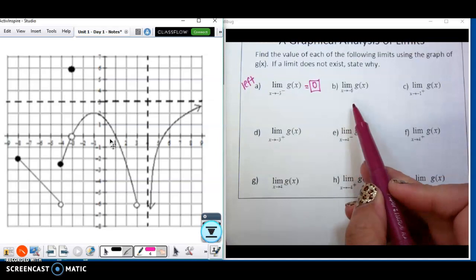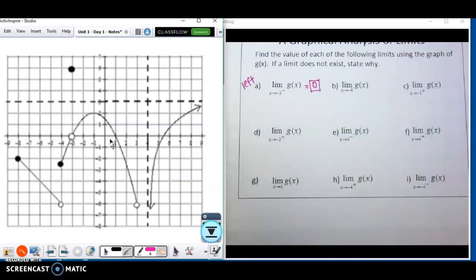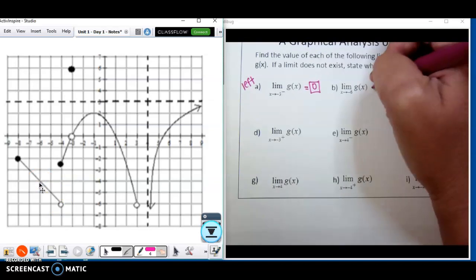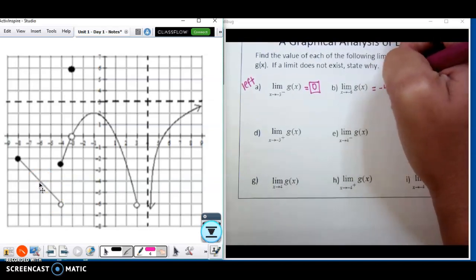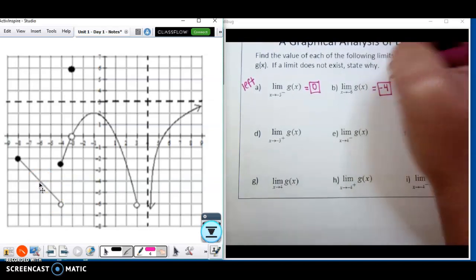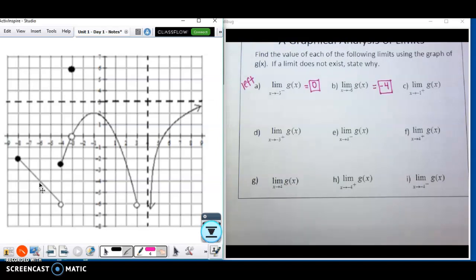Alright, part B says the limit as x approaches -6. Now this is not the left or right, so you've got to check both. So if we go to -6, well here's -6. Okay, now if you notice the graph's continuous there, so it shouldn't be anything weird, but if we come in from the left, the y value is -4. If we come in from the right, the y value is -4. So because they are both -4, then the limit as x approaches -6 is just that point, -4.